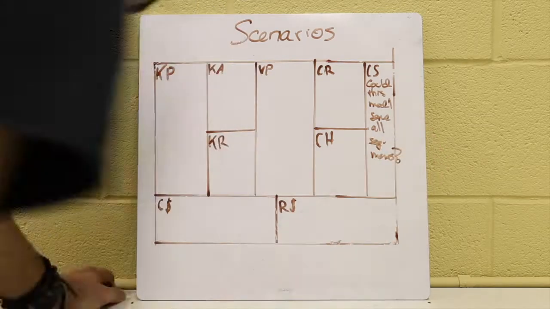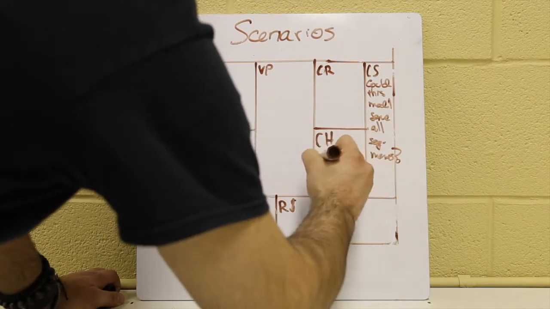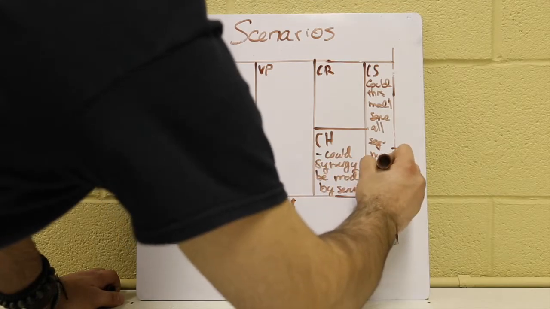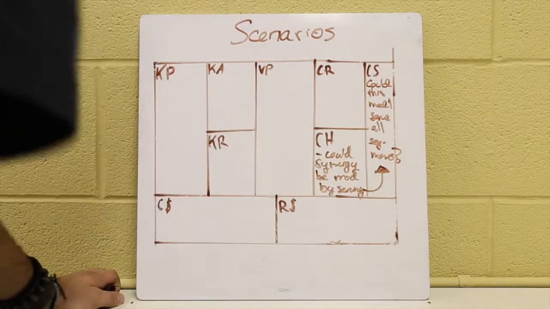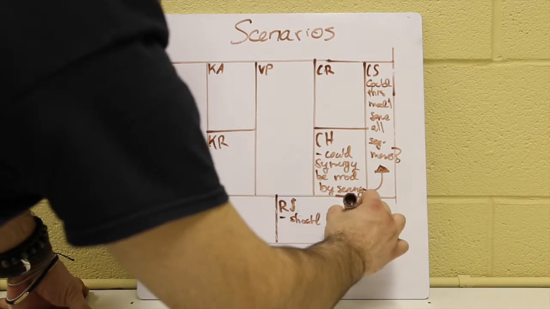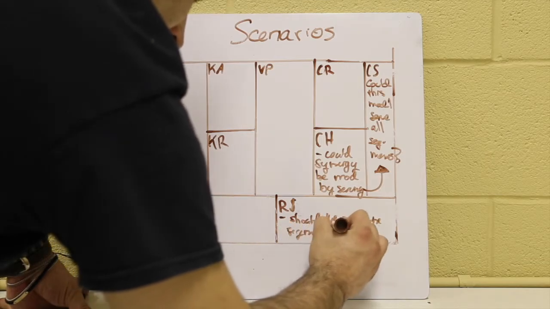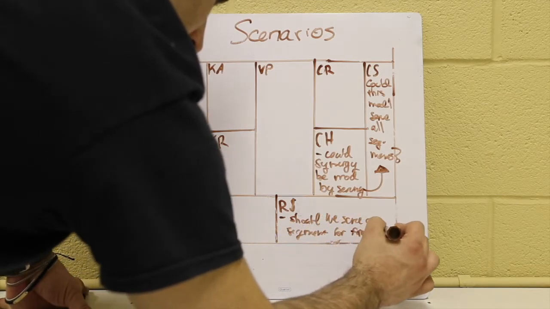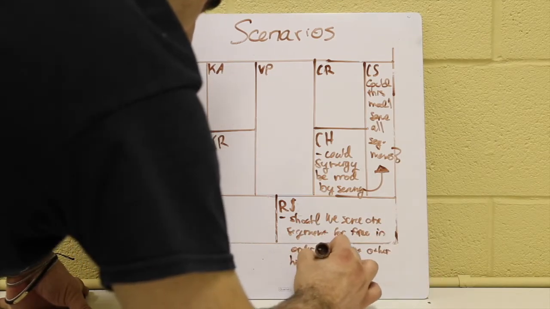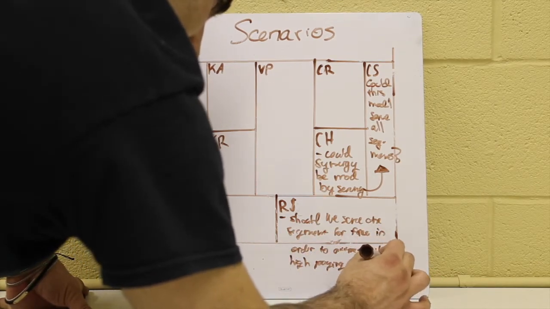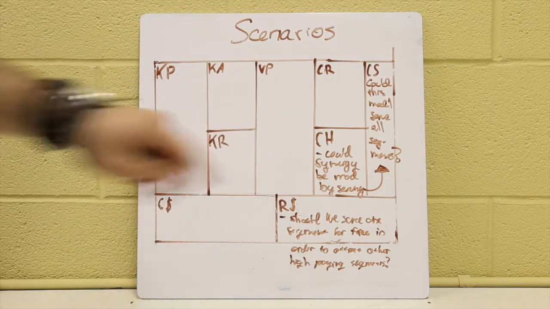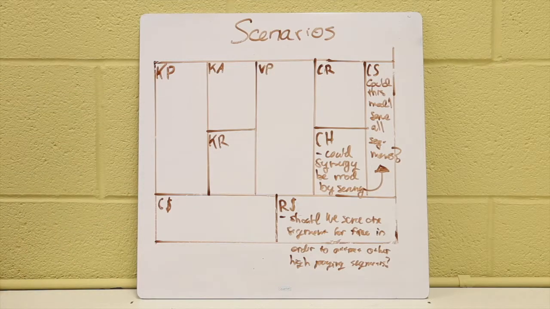Another question could be, under channels, could synergy be established by serving all 3 customer segments? And then another question, such as one that falls under revenue streams, would be, should we serve one segment for free in order to attract other high-paying segments? You can see that a lot of these questions actually lead into determining whether the business is a freemium, a long tail, or a multi-sided platform business.